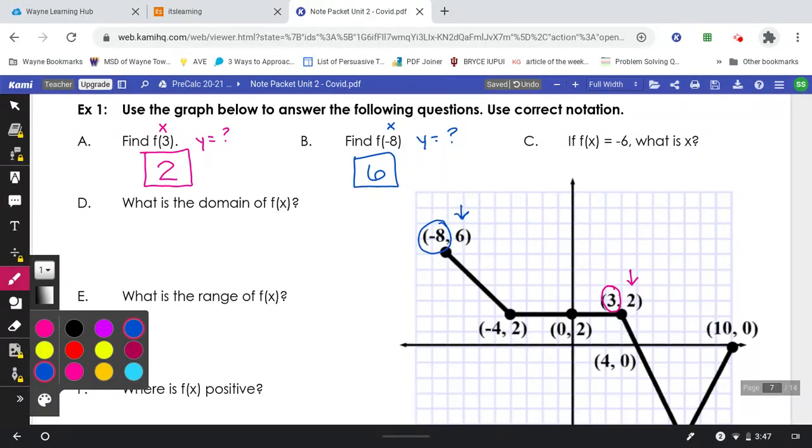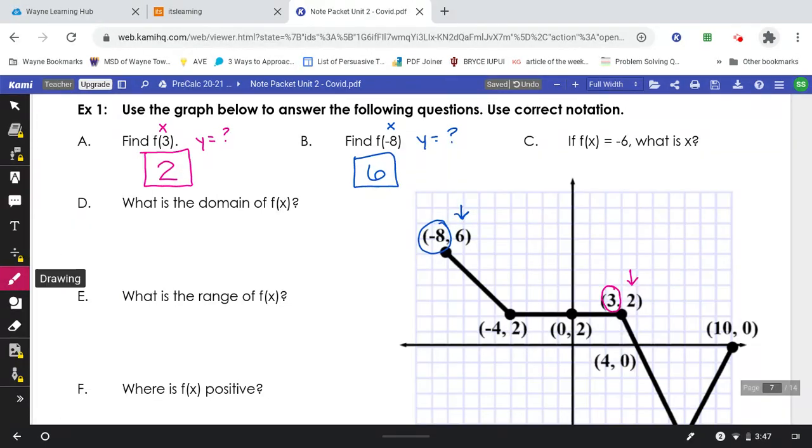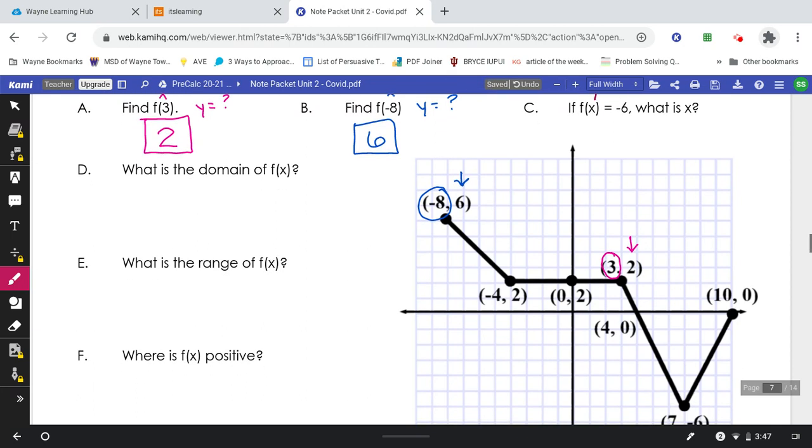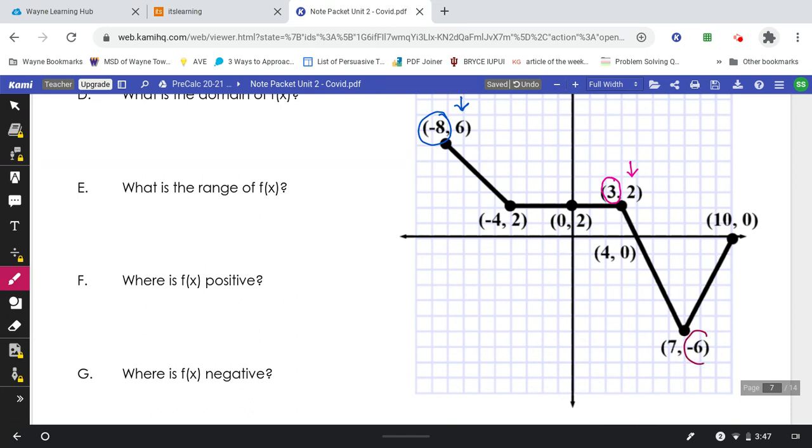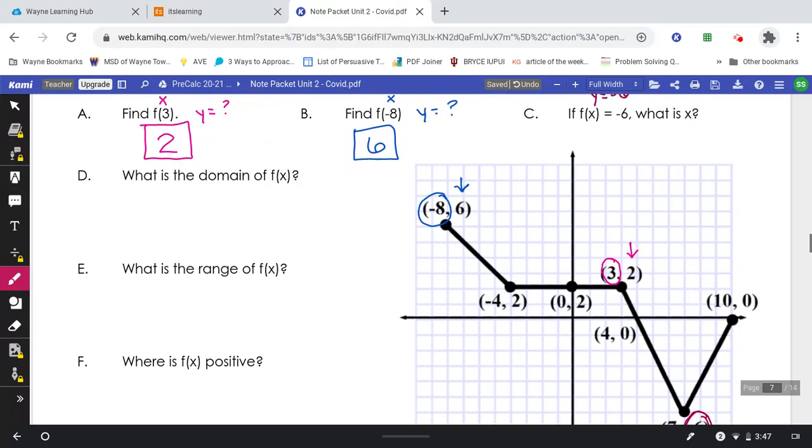The third one is just a little bit different. It's asking f of x is -6. That's actually my y value. So it's saying y equals -6. And then I'm trying to find the x. So y is -6 right here. And so my answer would be the x value that goes along with it, 7.